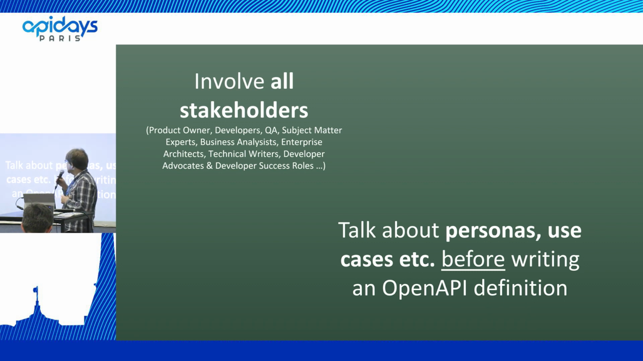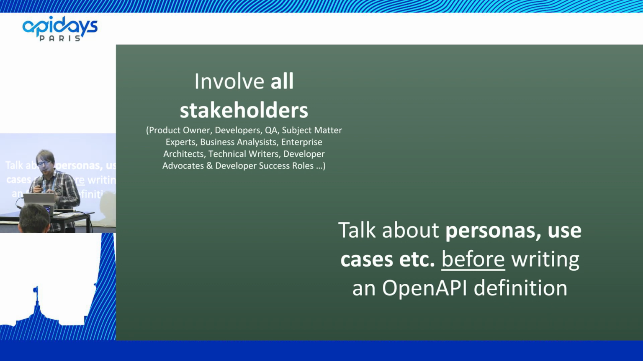I mentioned technical writers, developer advocates, because I think it's really important to get the people who will be doing the documentation done for the API, to not just let them do it at the end, but also involve them in the design, for the reason that I just mentioned. And I really can't stress this enough. Talk about your developer personas. Talk about your use cases before writing an OpenAPI definition.